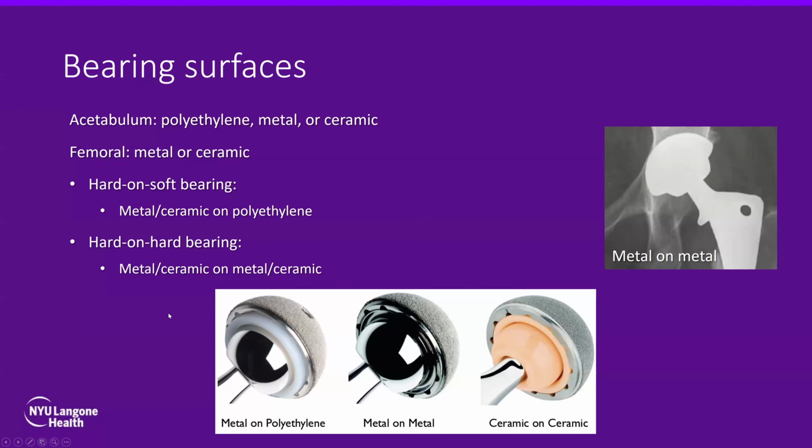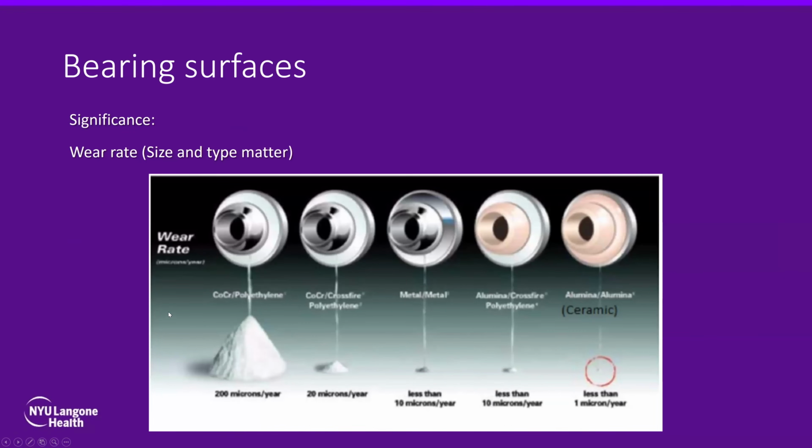So why do we care about these bearing surfaces? The significance is because of the wear rate. You have two surfaces with motion, right? Obviously, over time, there is going to be friction at these surfaces. There is going to be some wear. The rate of the wear is different depending on the type of bearing surfaces that you have. And this wear debris is not good for the body because the body reacts to it. And in the end, you would get a failure of the arthroplasty.